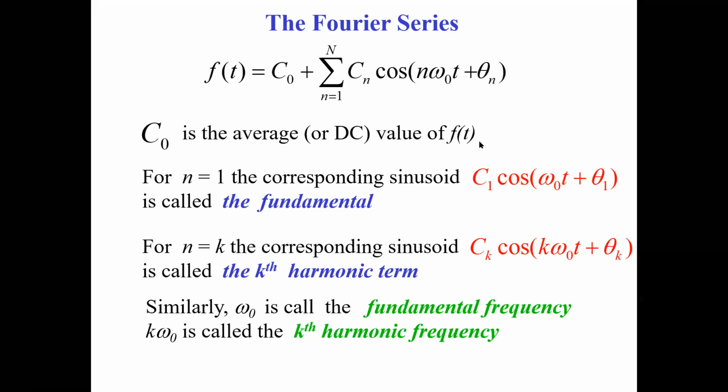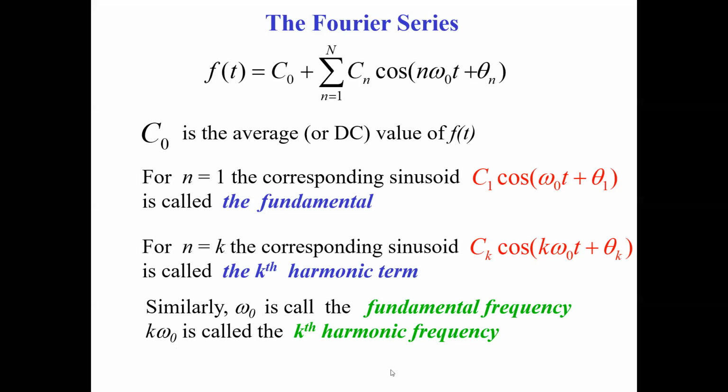Average or DC value of f(t): c naught is the average value. If we put n equal to 1, the corresponding sinusoid c1 cos(omega naught t plus theta 1) is called the fundamental. And if I put n equal to k, then the corresponding sinusoidal signal is ck cos(k omega naught t plus theta k), which is called the kth harmonic term. Similarly, omega naught is called the fundamental frequency and k omega naught is called the kth harmonic frequency.